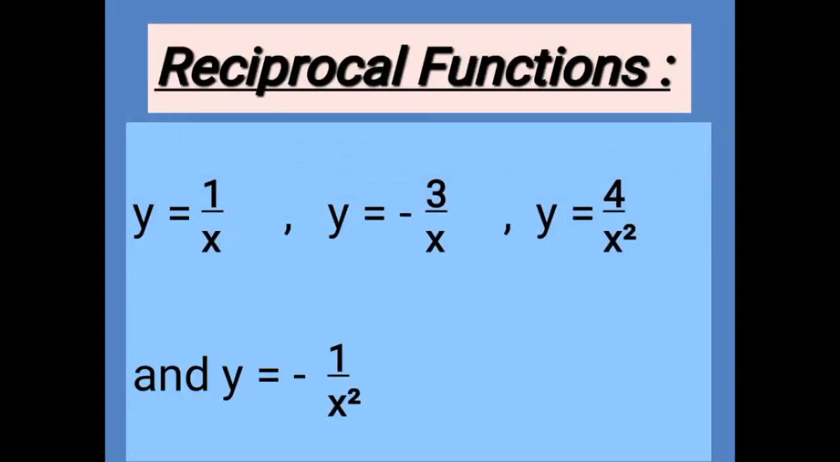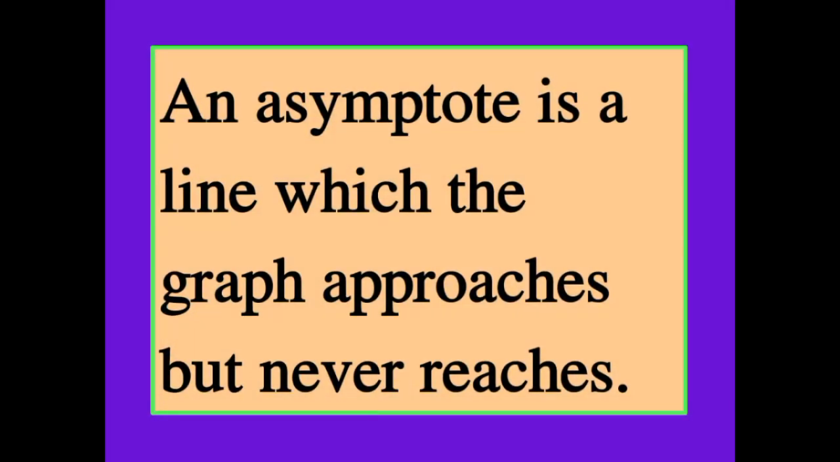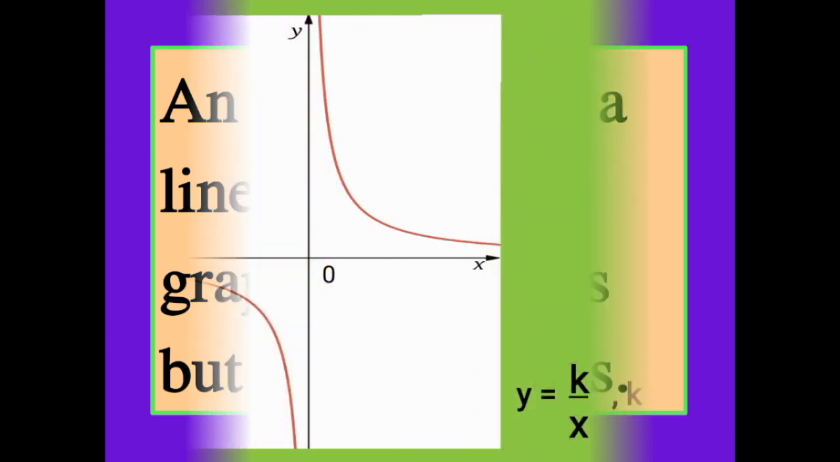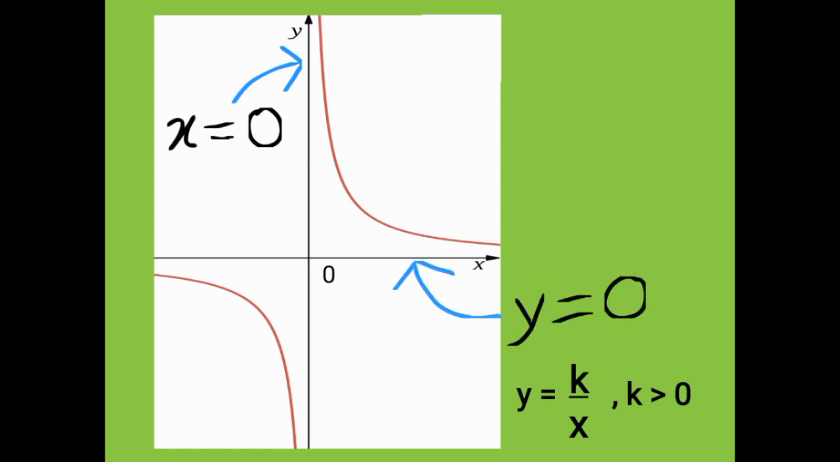You can sketch the graphs of reciprocal functions such as y equals 1 over x, y equals minus 3 over x, y equals 4 over x squared and y equals minus 1 over x squared by considering their asymptotes. An asymptote is a line which the graph approaches but never reaches. The graphs y equals k over x with k greater than 0, where k is a real constant, have asymptotes at x equals 0 and y equals 0.